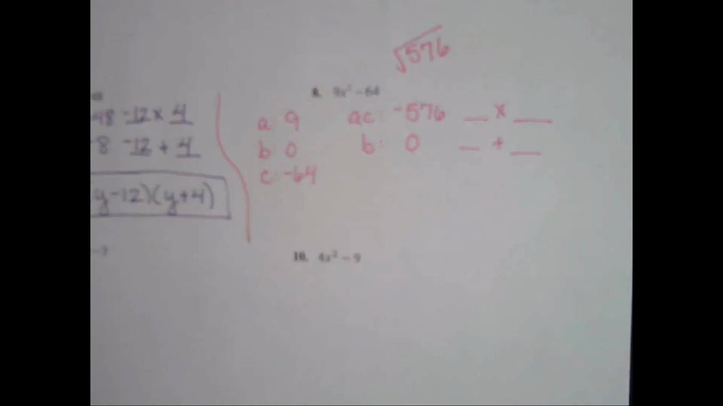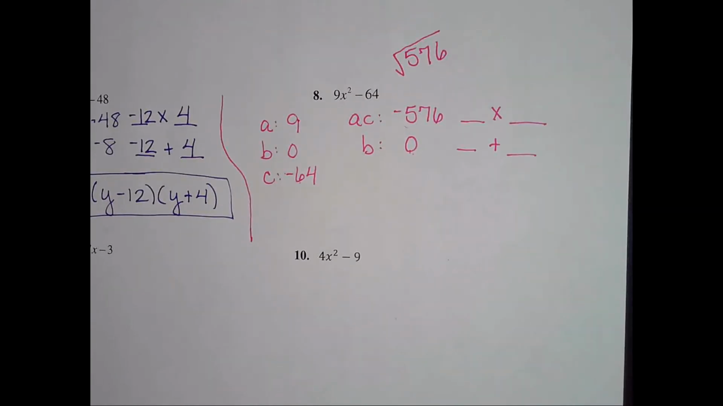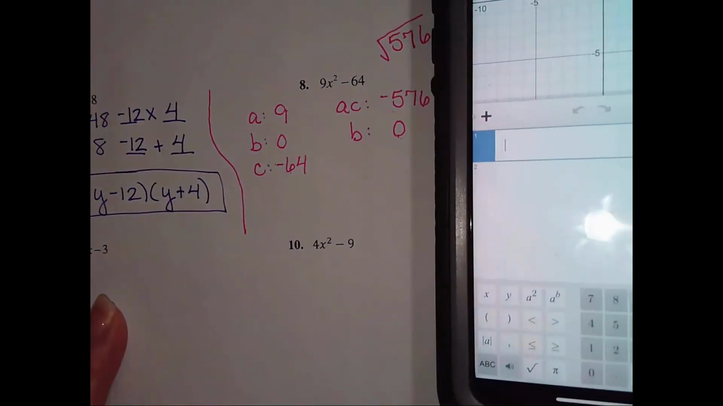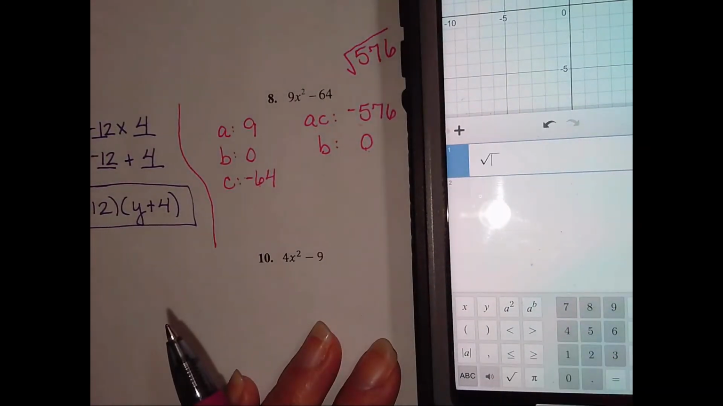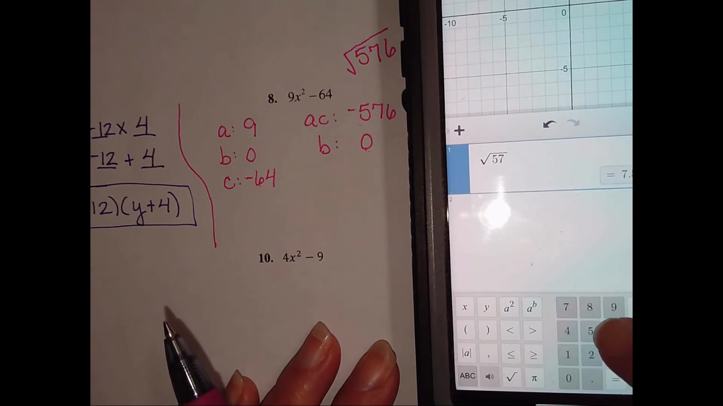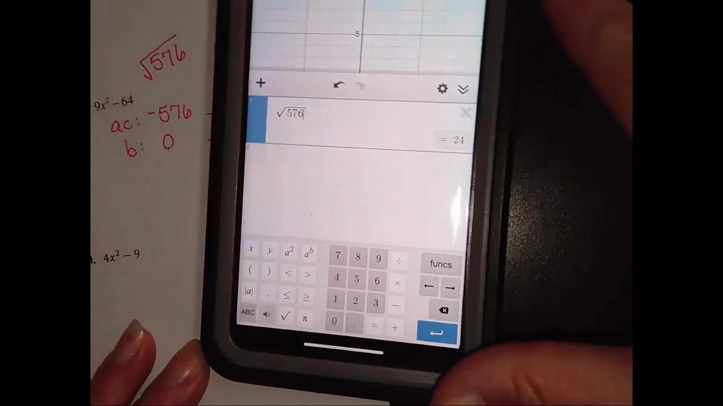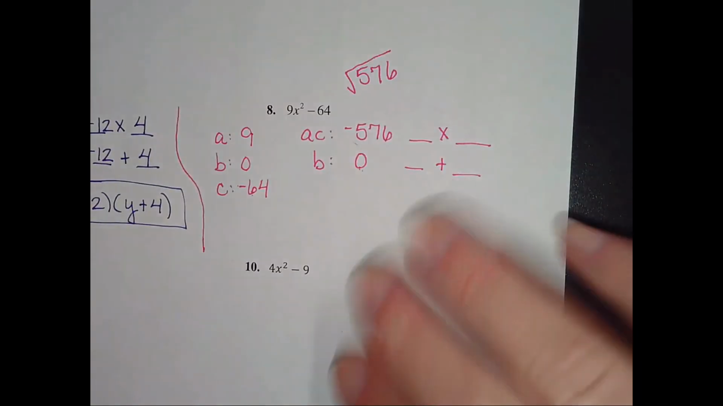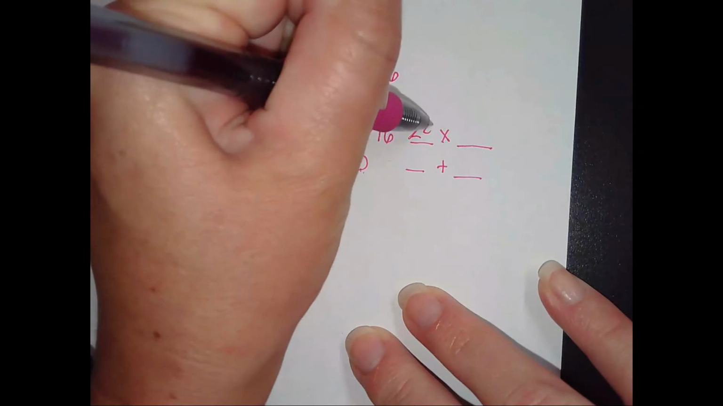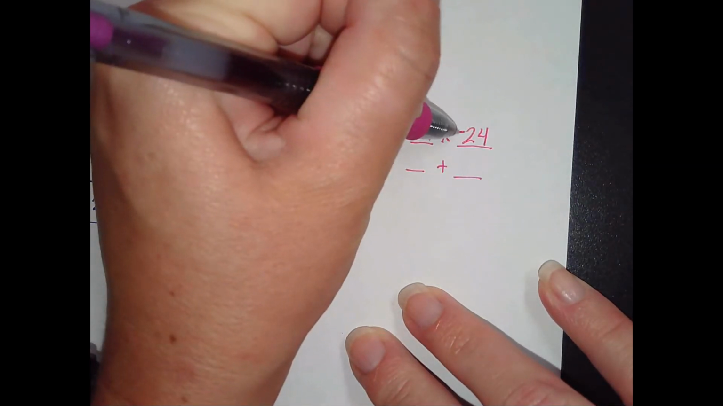If you take, let me find my phone calculator. This is square root. This is definitely not on the quiz. Find decimals. 24. Yes. Yep. Number 9 is hard. So if you take the square root of 576, you get 24. So that means that these two numbers are both 24s. But one is positive, one is negative.